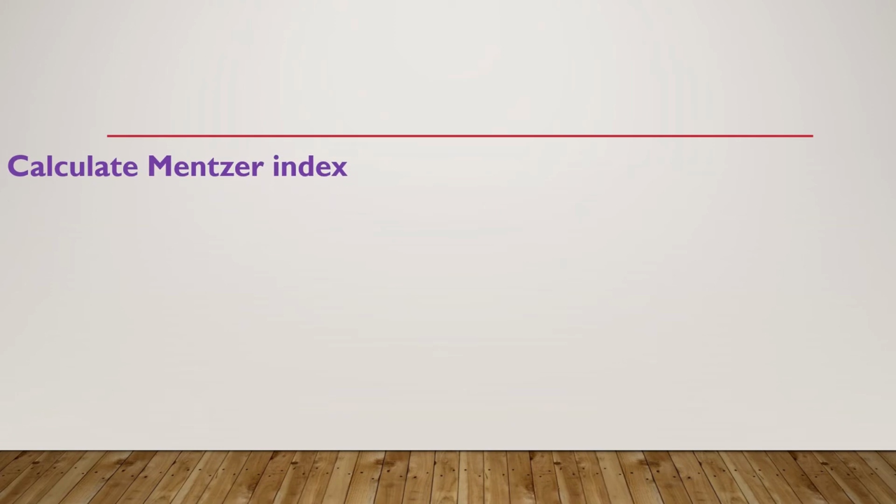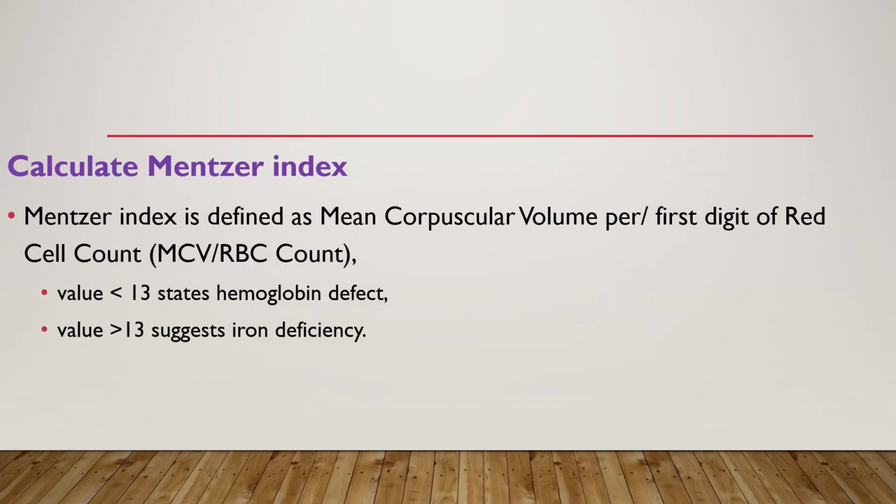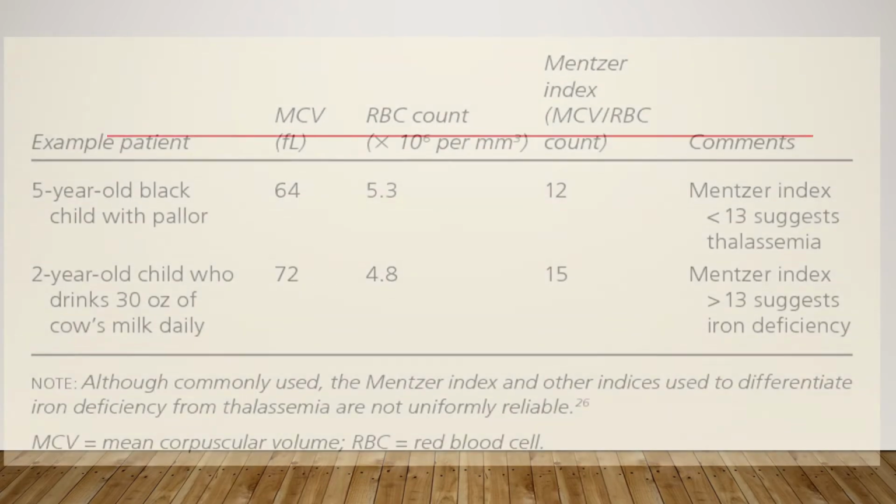The other important thing that we should calculate is the Mentzer index. Mentzer index is defined as mean corpuscular volume divided by the red blood cell count. If it is less than 13, it tells us about the presence of a hemoglobin defect, whereas if it is greater than 13, it suggests iron deficiency. Because in iron deficiency, the RBC count is decreased, whereas in hemoglobin defects such as thalassemia, RBC count is normal.